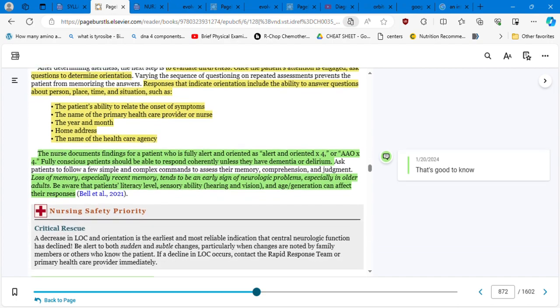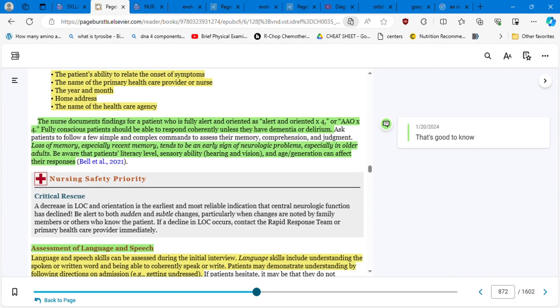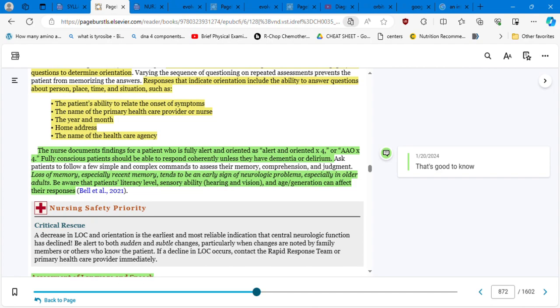The nurse documents findings for a patient who is fully alert and oriented as alert and oriented times 4, right? Fully conscious patients should be able to respond coherently unless they have dementia or delirium. Loss of memory, especially recent memory, tends to be an early sign of neurologic problems, especially in older adults when they are driving and they don't remember where they parked their cars, for example, yesterday or this morning. Be aware that patients' literacy level, sensory ability, hearing, and vision, and age generation can affect their responses, and this is good to know.